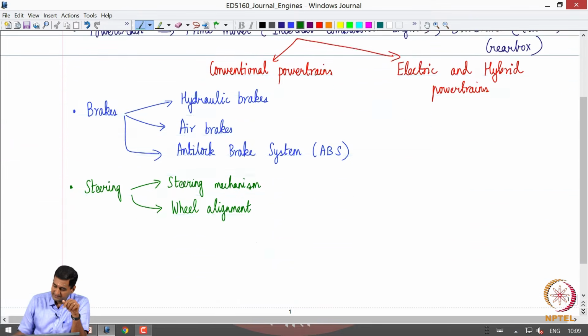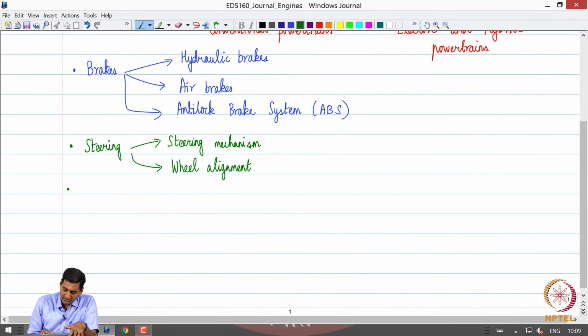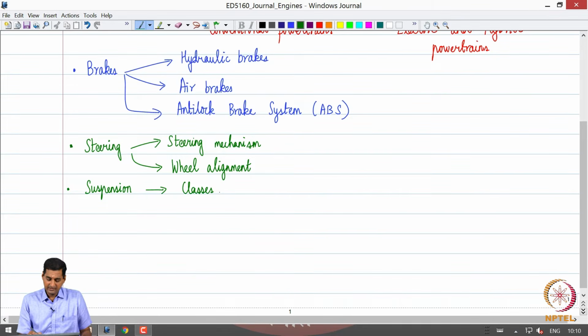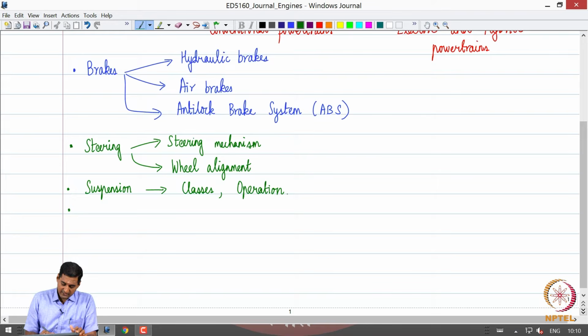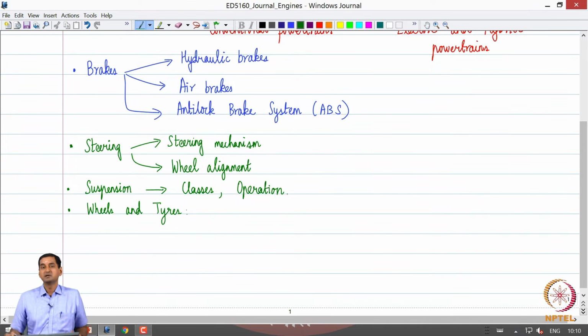So, we will also look at vehicle suspension. Once again, different classes of vehicle suspension, okay, and how they operate and what are the critical attributes and so on. Okay. So, when we look at suspension, we would also look at wheel assemblies and tires.